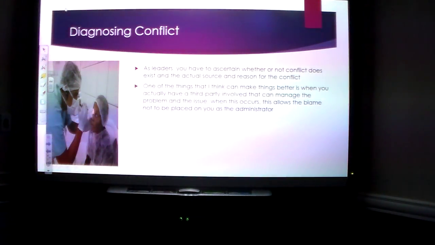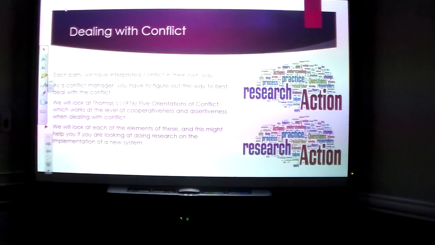So one of the things that you have to do is determine if there actually really is a conflict. If you have a third party that's involved who can actually see if there's a problem and manage the issue, that can really, really help the situation. And then it also allows the blame not to be placed on you as the administrator. Because then they're doing the management of it and they're not blaming you. So, I mean, it's something that you have to consider. If you want to put that on your shoulders, that's great, but it's definitely not something that you have to do.